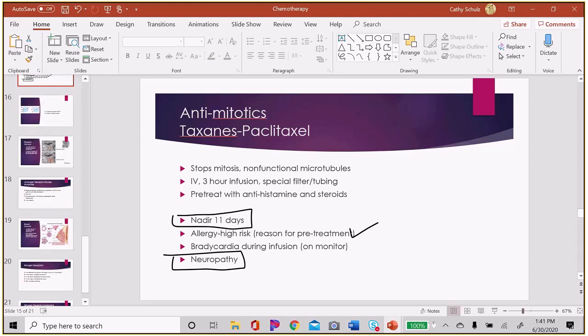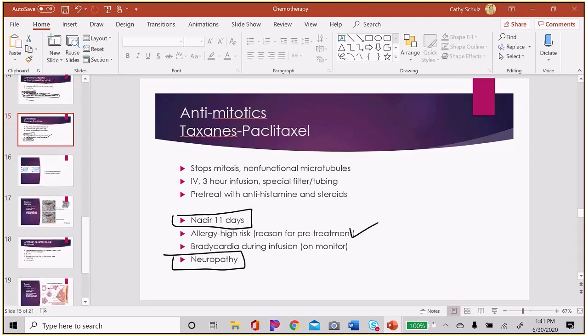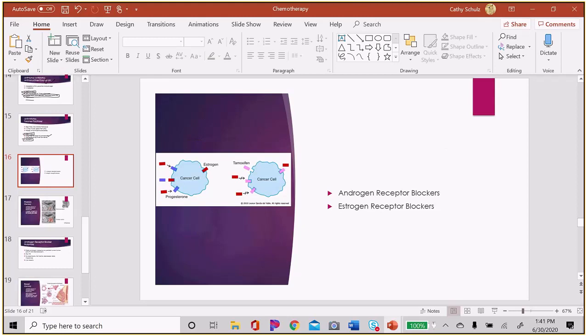And then the last medications in this group are a little bit different. So far we've talked about cancer treatment that is aimed at stopping rapid cell division because we know cancer cells rapidly divide. This next set of drugs, 2 drugs, are hormone receptor blockers because certain cancers are sensitive to hormones, and when those hormones are present, it'll make the cancer cell proliferate. It'll make the cancer cell divide.